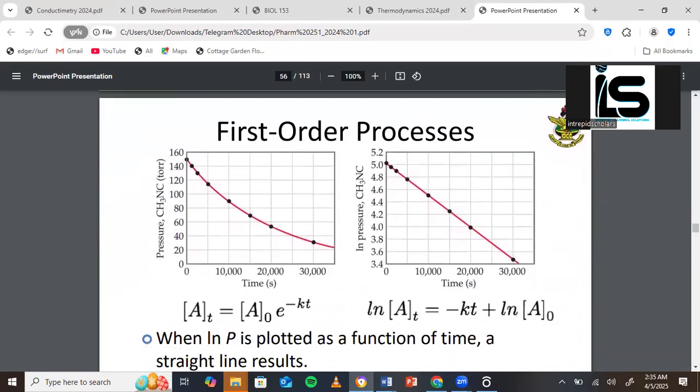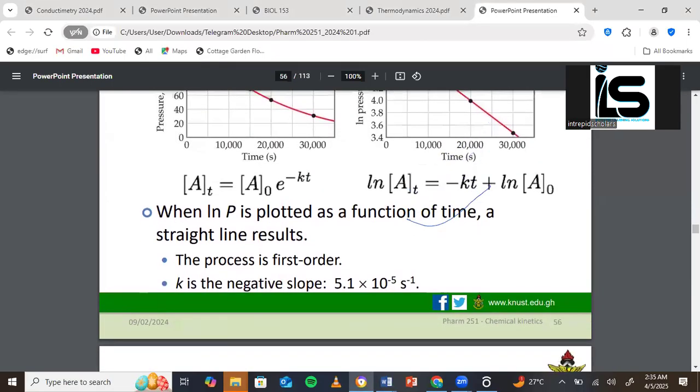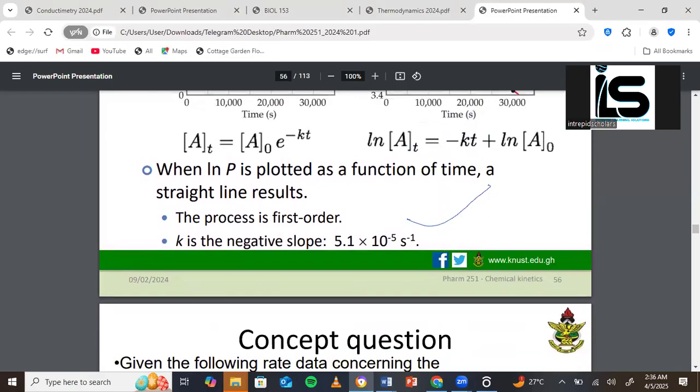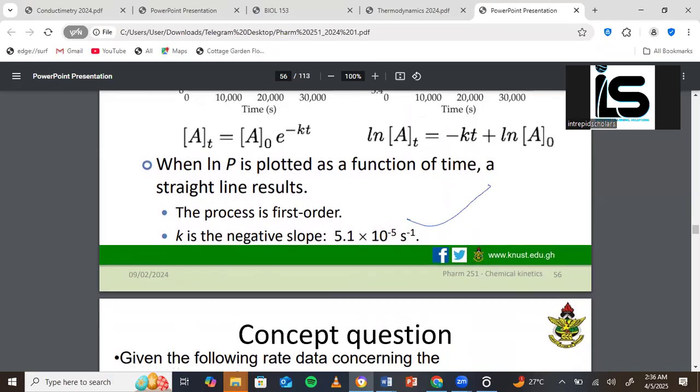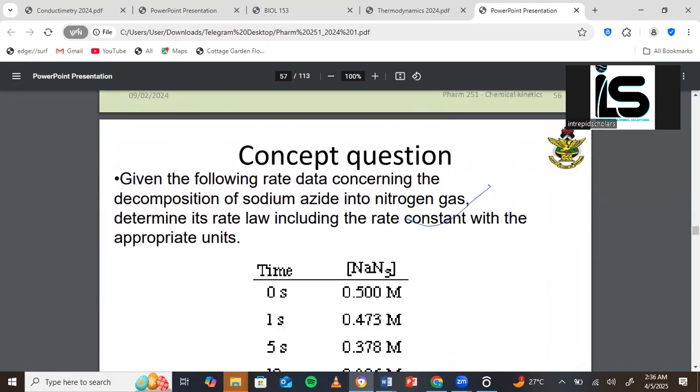And so what we have to do is plot ln. Because it's a gas, we use the pressure instead of the concentration: the pressure of the methyl isonitrile versus the time. Now, if we produce a straight line with a negative slope, like we have had in this instance, that means it's a first order reaction. So that is what we have here. The ln of P is plotted as a function of time. The straight line results, so the process is a first order reaction.